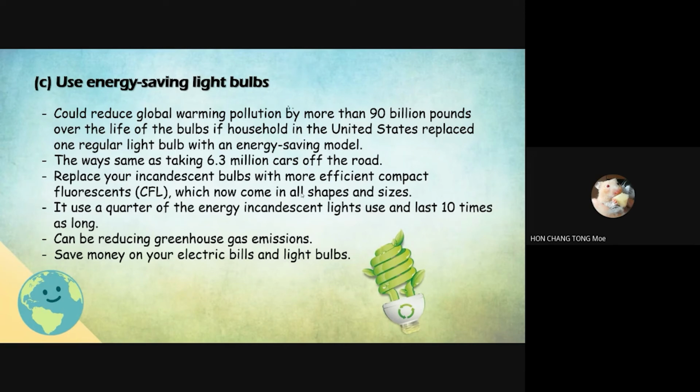Replace your incandescent bulb with a more efficient compact fluorescent, which now comes in all shapes and sizes. It uses a quarter of the energy incandescent lights use and lasts 10 times as long. It can reduce greenhouse gas emissions and save money on your electric bills and light bulbs.